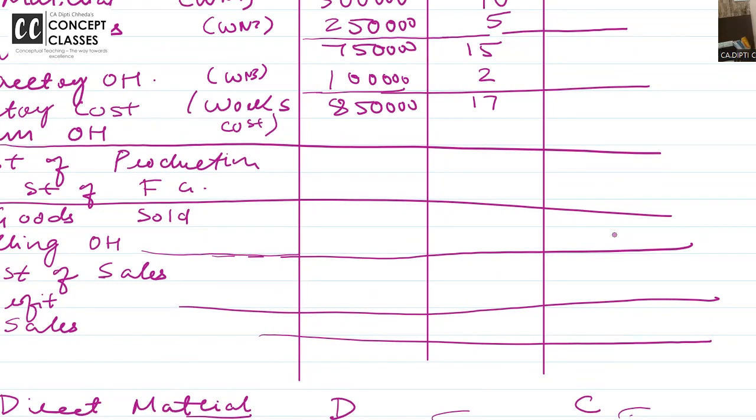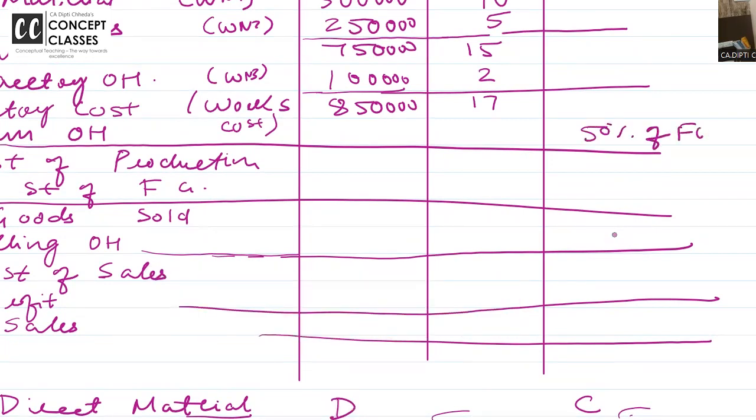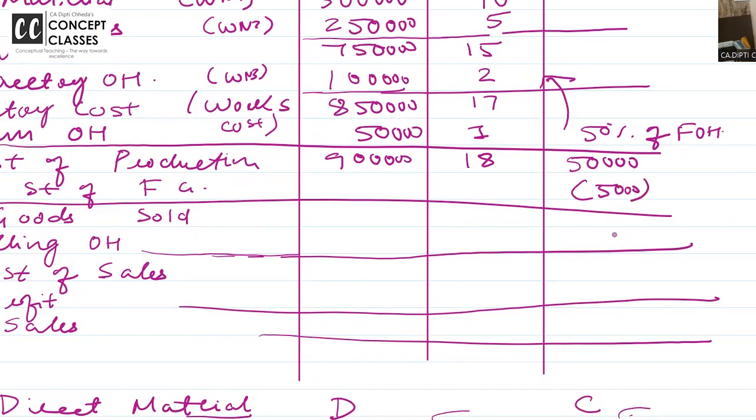Administrative overhead is 50% of factory overhead. So 50,000, per unit will be 1. You can put an arrow mark like this. So this is 9 lakh and this is 18. Done? Are you all with me? 9 lakh is the cost of production, 18 per unit, and this is of 50,000 units produced. Out of that, 5,000 units are in stock. Wo bhi 18 pe hi honge? When production is 18 per unit, whatever is in stock will also be 18 per unit. So that comes to 90,000.